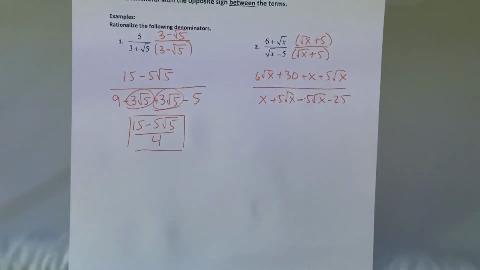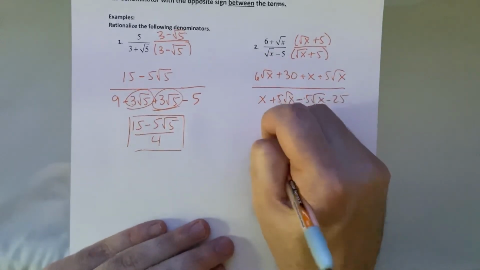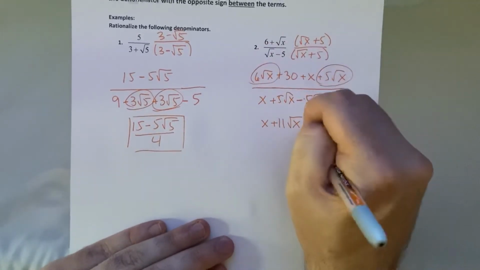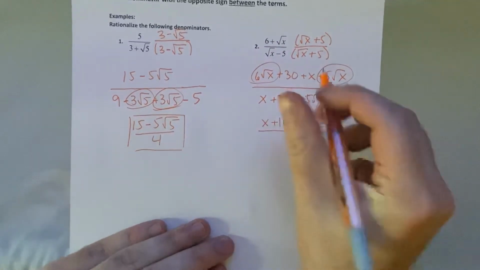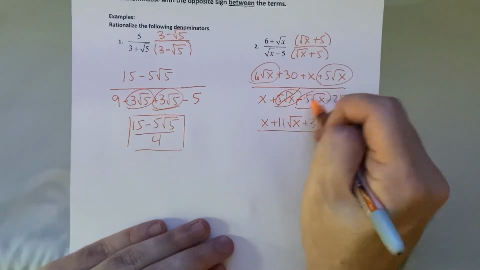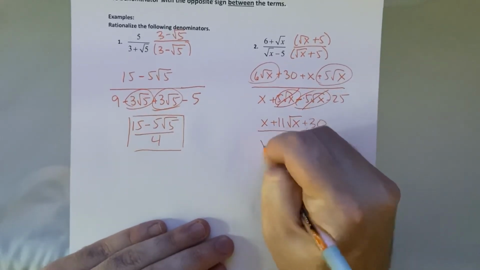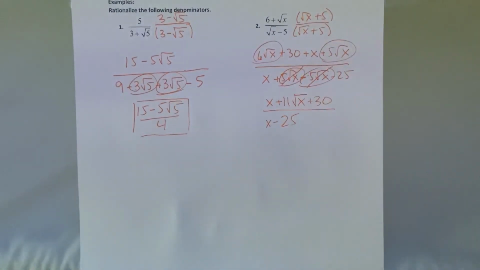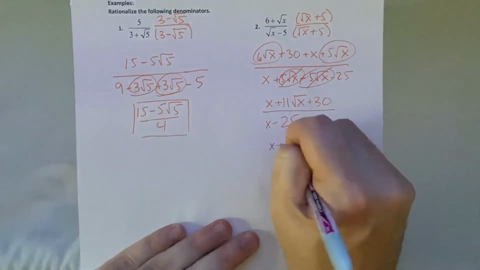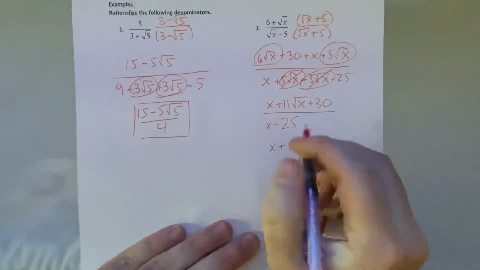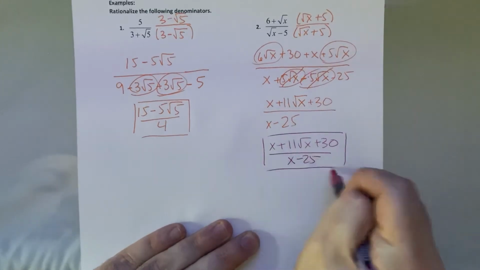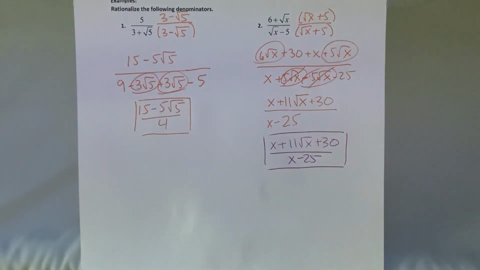So let's combine everything we can. In the numerator, I've got x plus 11 square roots of x by combining, plus 30, over in the denominator, again, these two cancel, over x minus 25. Now, resist the urge to cancel things out. You can't cancel them out when things are added or subtracted, so you're just done here. So your answer is x plus 11 square roots of x plus 30 over x minus 25. And that is all for section 10.5.